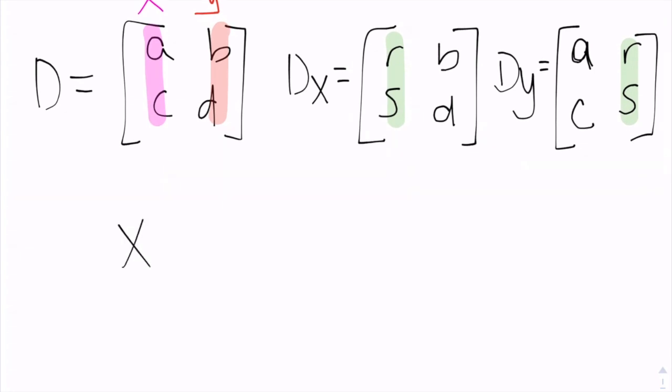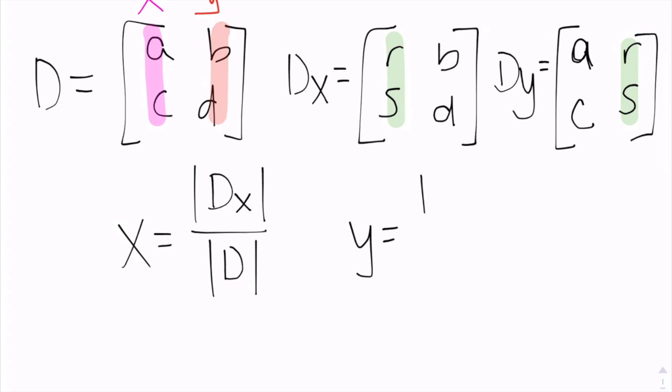To solve for x, you would do the determinant of D sub x over the determinant of D. And to solve for y, you're going to do the determinant of D sub y over the determinant of D.